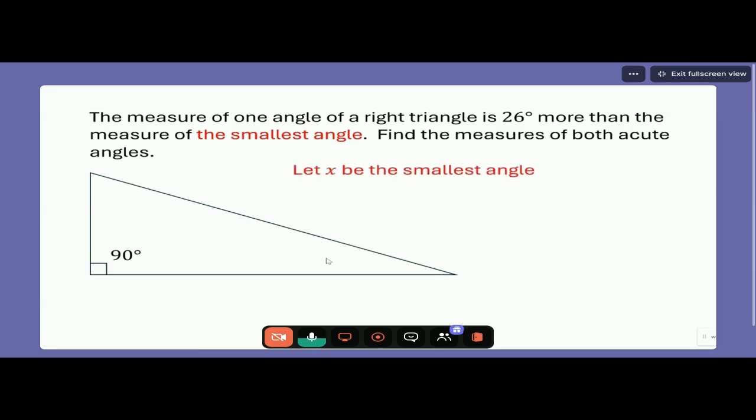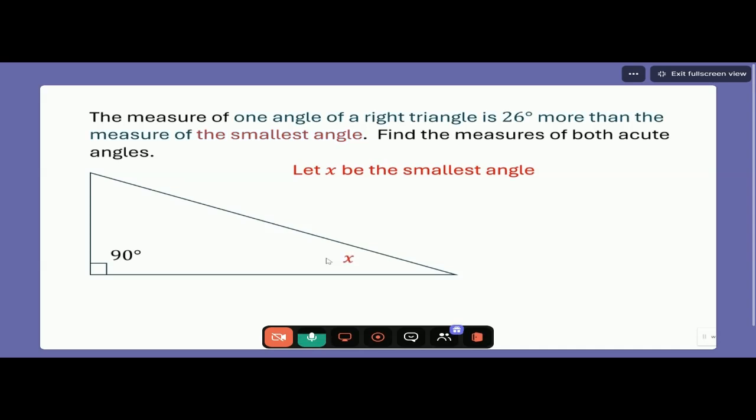How about we'll let x be the smallest angle. Remember in math we use variables to identify a number that we don't yet know what it is. So we don't know what the smallest angle is. Let's call it x. And let's pop that into our triangle.